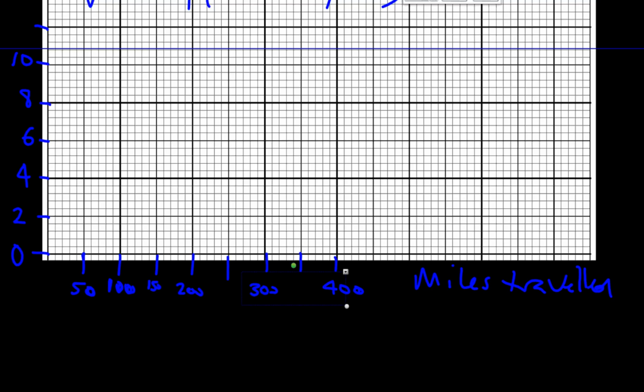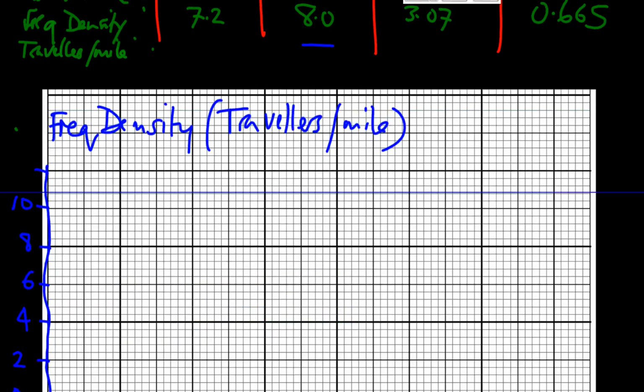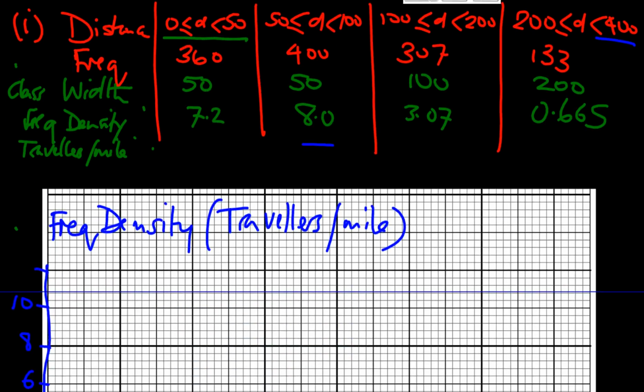We also need to just add our lines here. Excuse me, I'm not so good here doing it freehand. You would of course use a ruler. I haven't got one to hand here. And let's have a look at our first group of data.